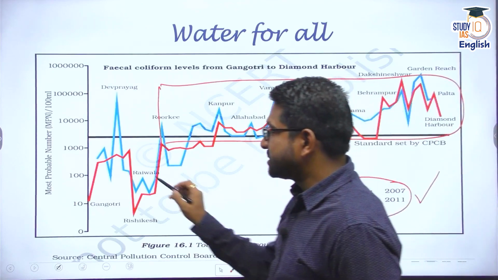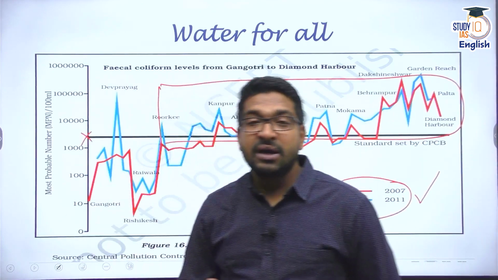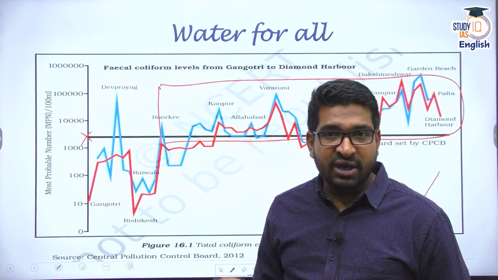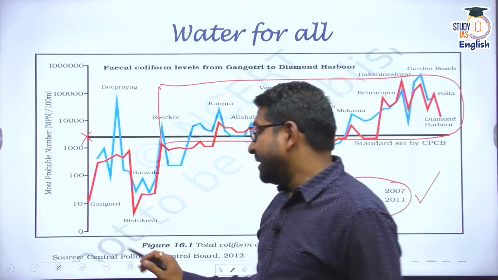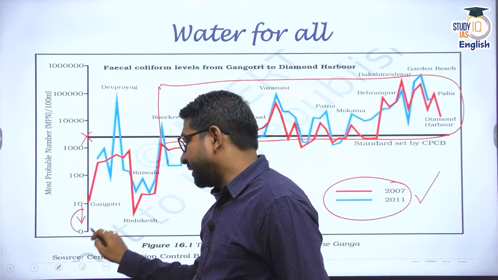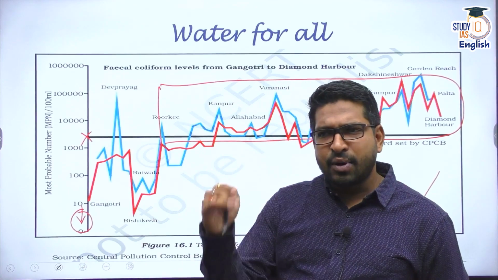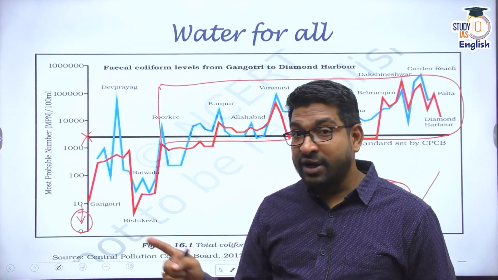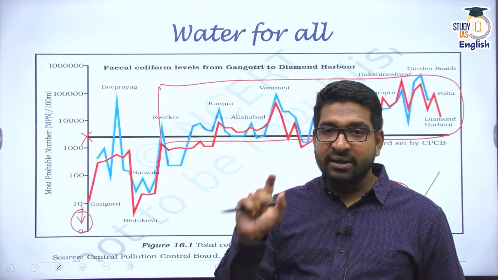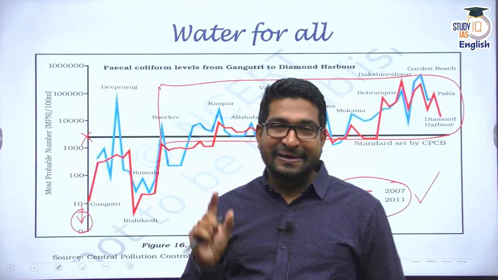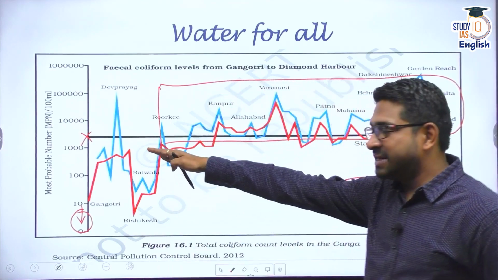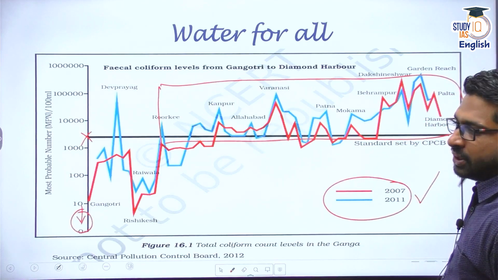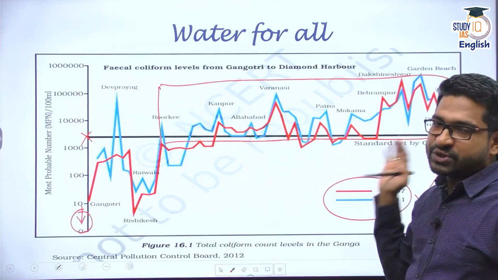Now, this is the standard which has been set by CPCB. But ideally, what people tell is that drinking water should have less than 10. It's basically said 10 amounts to one colony of coliform bacteria, and it should not have E. coli basically. So coliform bacteria less than 10 is ideal. But the CPCB set level is a little higher than 1,000. But look at the pollution in different stretches of river Ganga.